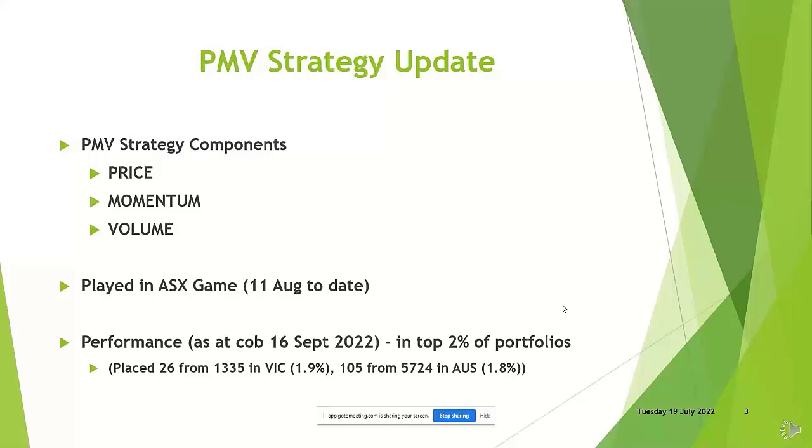But the net of it is, the strategy that I presented with PMV, as of this September the 16th, which is Saturday week or Friday week, it's in the top 2% of portfolios, both in Victoria and across Australia. So that strategy in a real world setting has proven to be effective. I looked at the results again today, and you'll be aware that the last 48 hours has been quite interesting in the share market, and it's still within the top 2.5%, 2.2%, I think it is, within the game. So that strategy is working quite well.